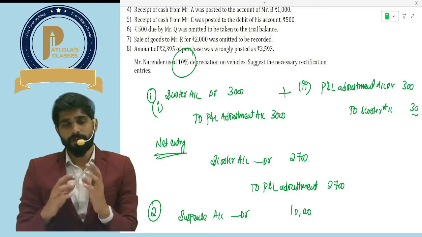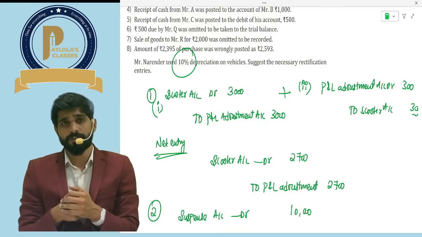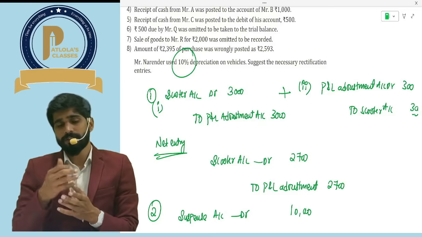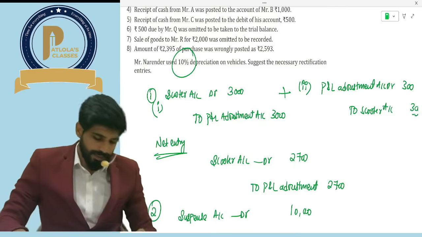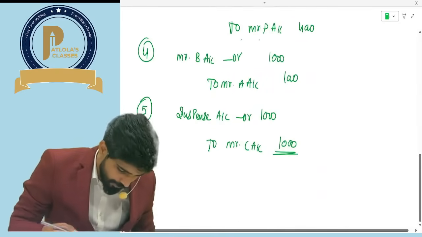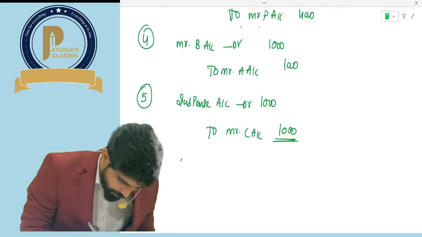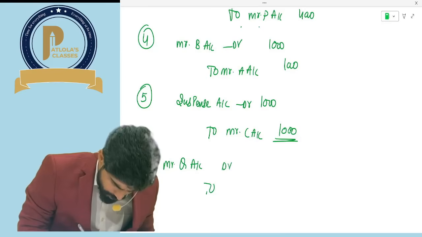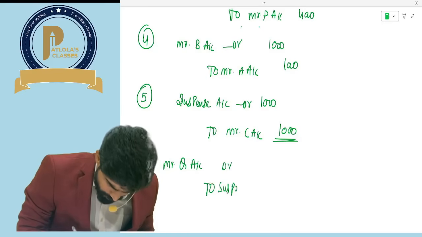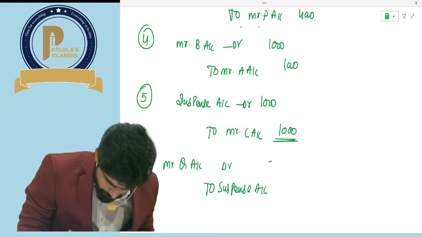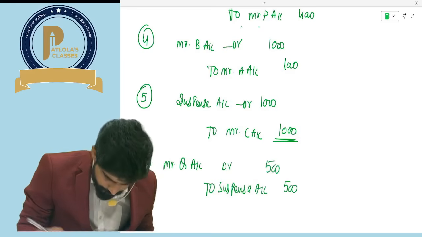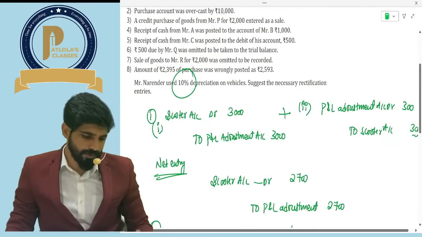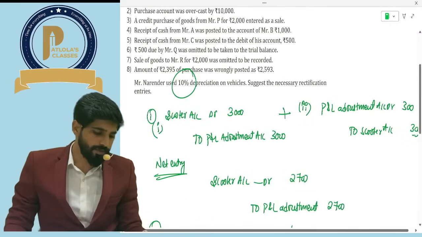Very simple. Now that we need to increase the Q balance, Q account has to be debited and suspense account has to be cancelled by crediting. So the rectification entry will be Mr. Q account debit to suspense account. How much is it? 500. Wonderful. We have only another two things. We'll quickly do them. Then we are done with this question.